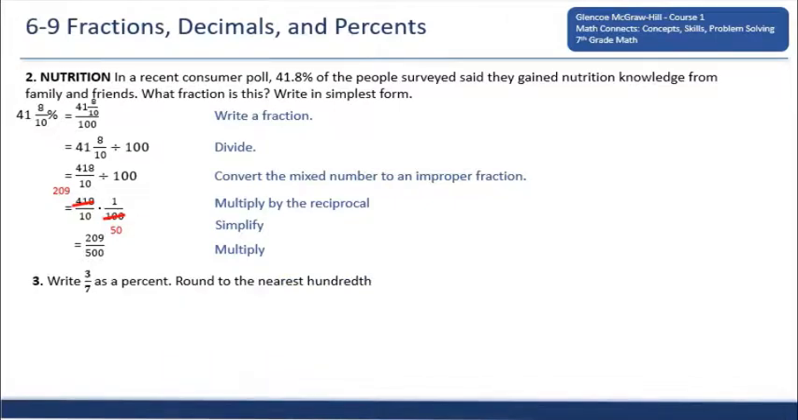Number 3, write 3/7 as a percent, round to the nearest hundredth. So 3 over 7, we're going to write it as a decimal, and we're going to simply divide 3 by 7 to get that long decimal. And then we're going to multiply it by 100 and add the percent. We're also going to round to the nearest hundredth. So we get 42.85%. And remember, when you multiply a decimal times 100, you can simply move the decimal point 2 places to the right.